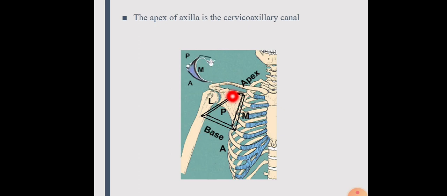This apex is triangular in shape and is known as the cervico-axillary canal, because it connects the neck with the axilla or upper limb. The cervico-axillary canal is triangular in shape and is formed anteriorly by the clavicle, posteriorly by the upper border of the scapula, and medially by the first rib.